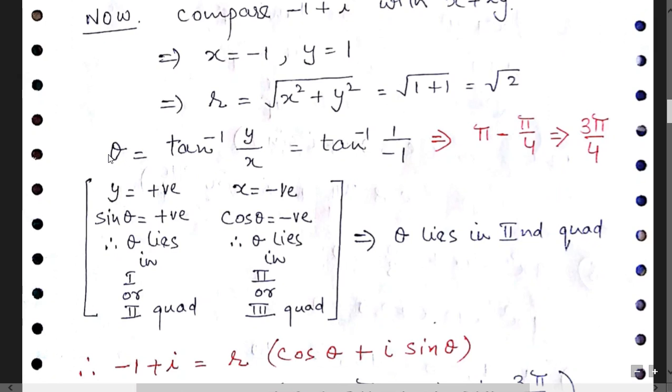What about the value of theta? Theta is tan inverse y over x. What is the value of y? It's 1. Value of x is minus 1. This value is negative and theta lies in the second quadrant because y is positive and x is negative. We have already discussed many times this type of queries in the previous exercise. Pi minus pi over 4 can be written as 3 pi over 4.